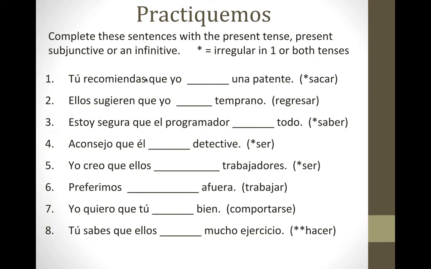Number 1 says, you recommend that I get a patent. So let's see. Should we use subjunctive here or not? Number 1 is this first verb, your main clause verb. Is that a weird verb? Yes, it is. It's a verb of want. And secondly, is there a change in subject? Yes, there is. Tú goes to yo. So you're going to need to put sacar in the present subjunctive. Your answer would be saques, S-A-Q-U-E-S. Please pause me and complete these practice problems, and then we'll go over our answers.